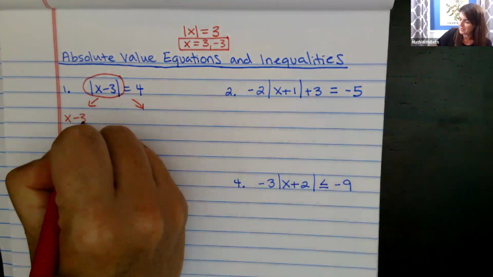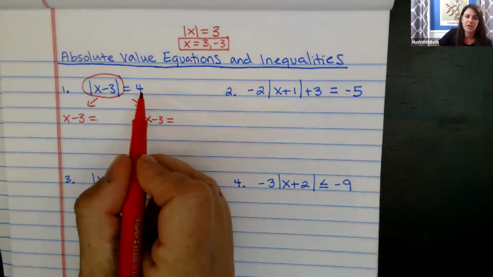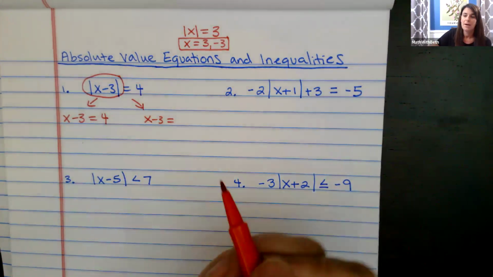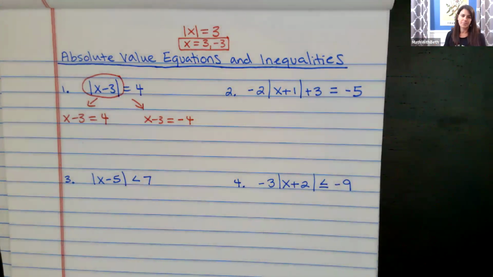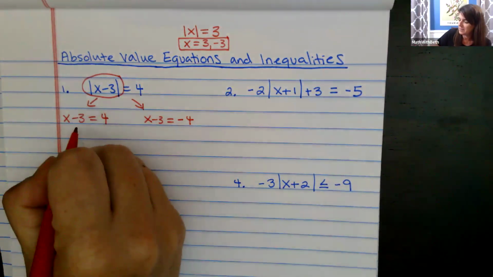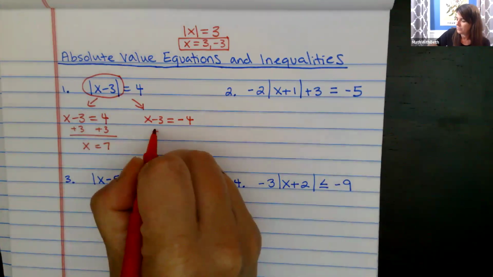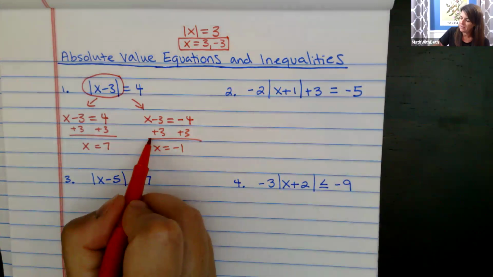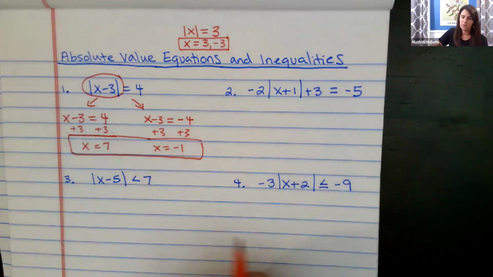So what I do is I set up two separate equations. One of them is going to equal exactly what it says up here, so in this case, 4. And the other one is going to equal the opposite of that, so in this case, -4. And then you just solve depending on what is left to solve. So in this case, I'm going to add 3 and add 3. So my two answers, or my two solutions, are 7 or -1.